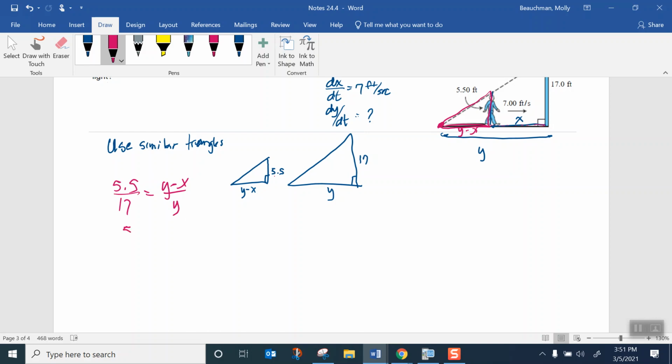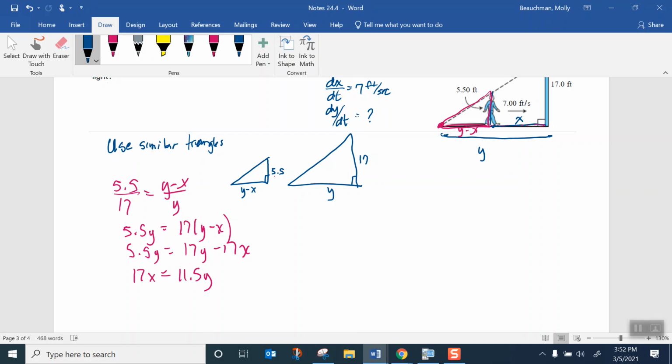Cross multiply, we get 5.5y is equal to 17 times y minus x. Multiply through, we'll get 17y minus 17x. Let's see, I can take the 17x to the other side and then subtract 5.5y from each side. 17 minus 5.5 is 11.5y. So this equation relates x and y in our similar triangles.